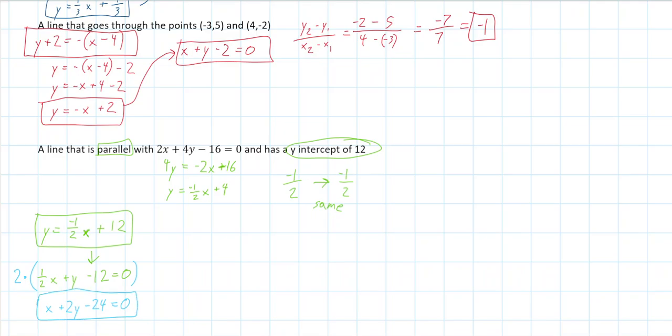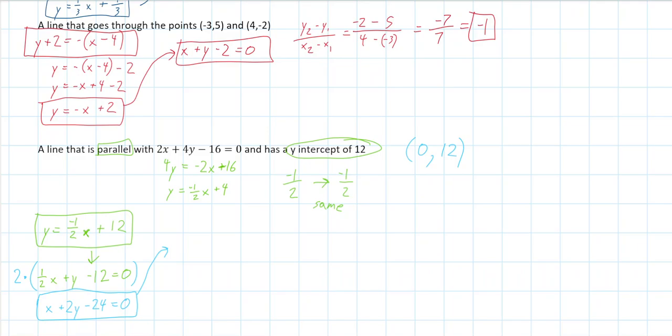And unfortunately, we can't really find any other equation. I guess we could just find some random point. It won't normally be asked like this, but let's do it anyway. Let's just find a random point that would work. So if the slope is negative 1/2, and we know that the y-intercept is 12, we know that one of the points is 0, 12.